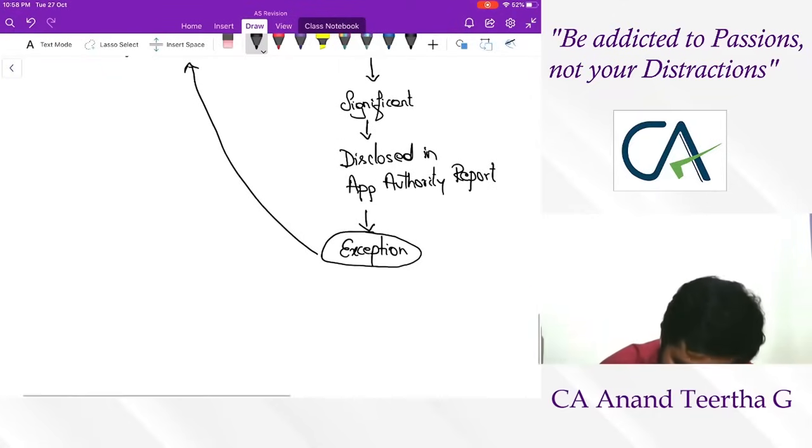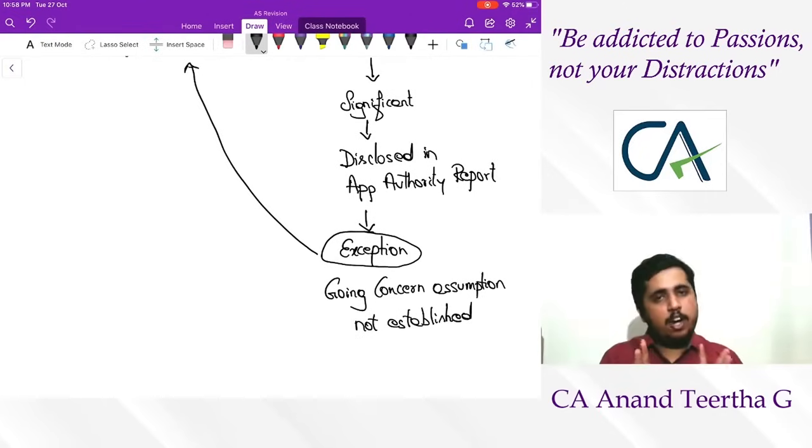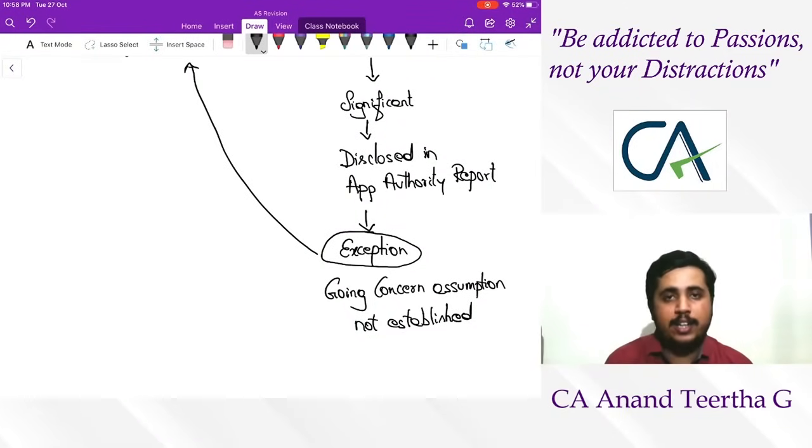The exception to the rule is if going concern assumption is not followed or going concern assumption cannot be established. Okay, even though it's a non-adjusting event, an event occurred in the next year, but it is affecting the going concern assumption, it is affecting the life of the business, at that time you make it as an adjusting event.